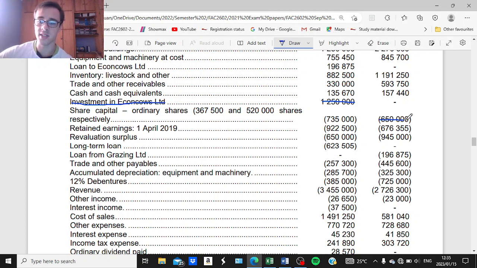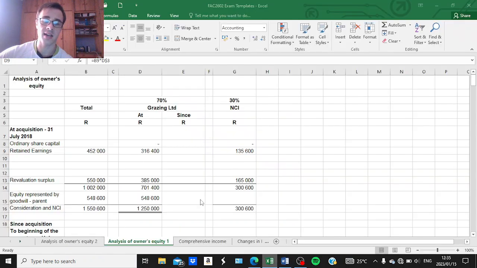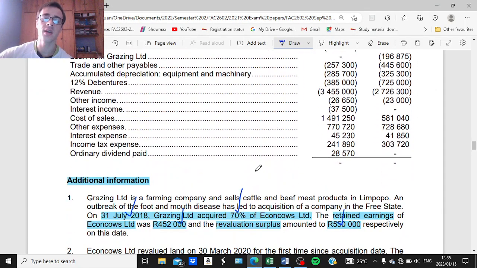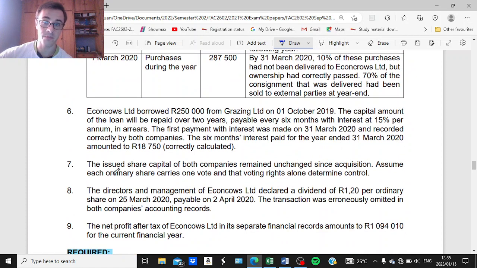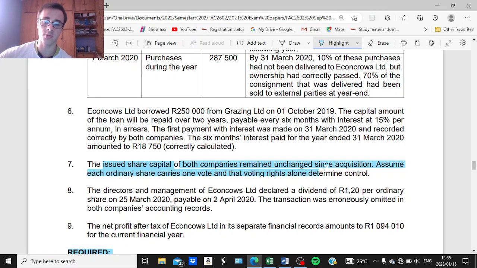So we will enter 650,000 in the at acquisition section. All right, this assumption that I've used is also confirmed in additional information point 7, which says that the issued share capital of both companies remained unchanged since acquisition. All right, and we may assume that each ordinary share carries one vote and that voting rights alone determine control.